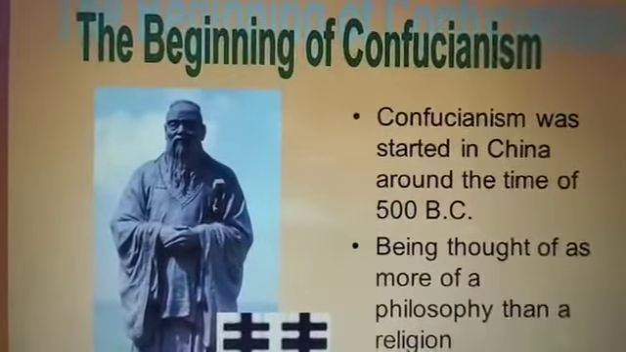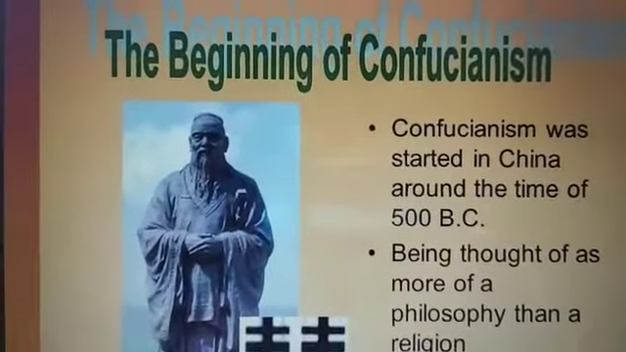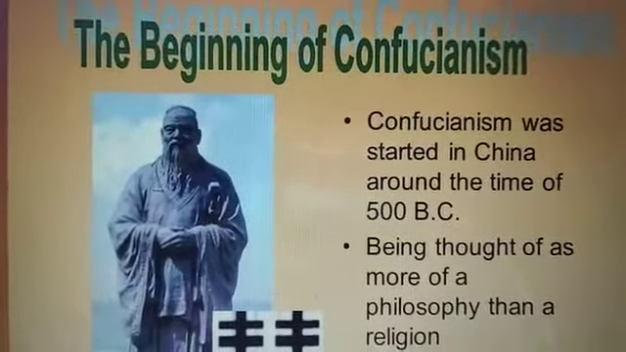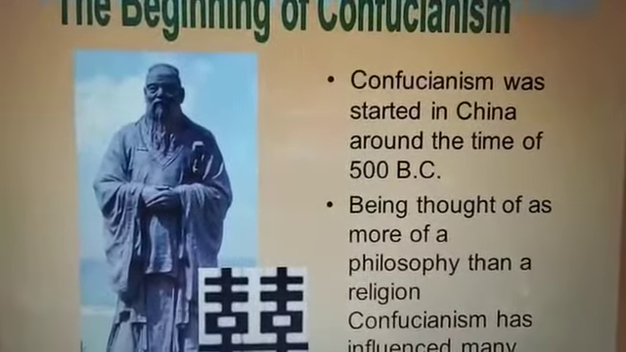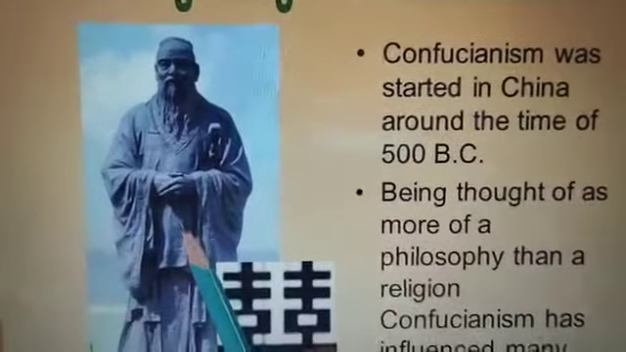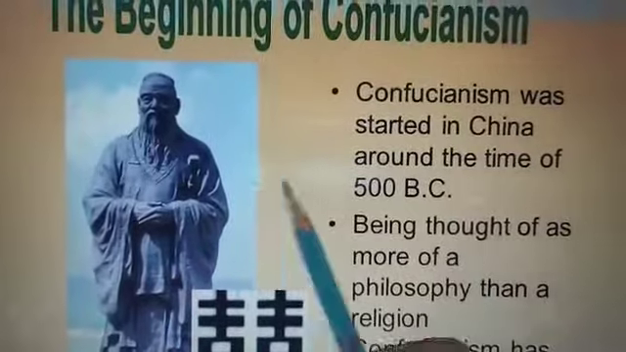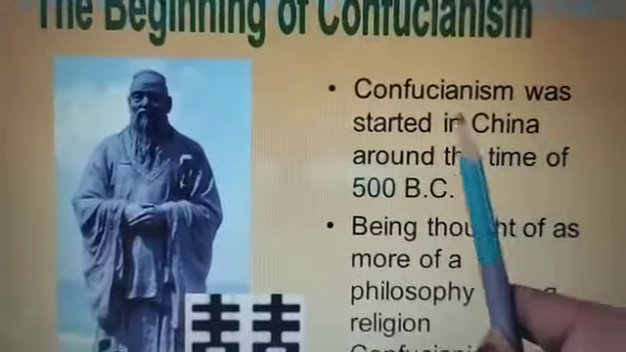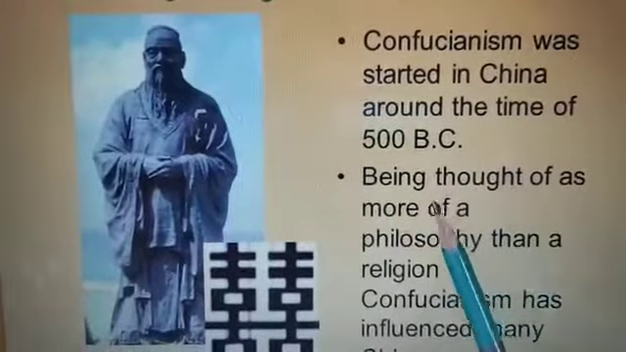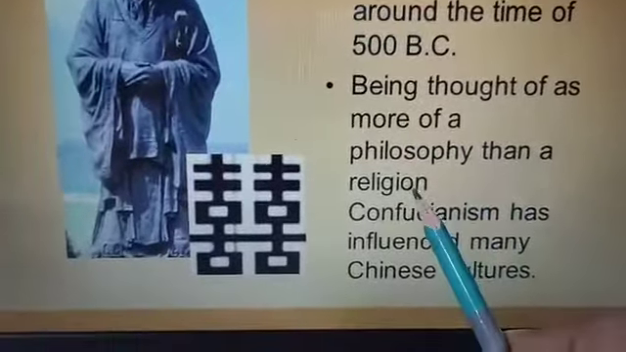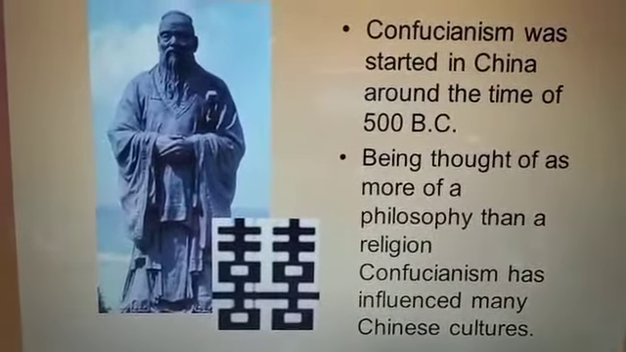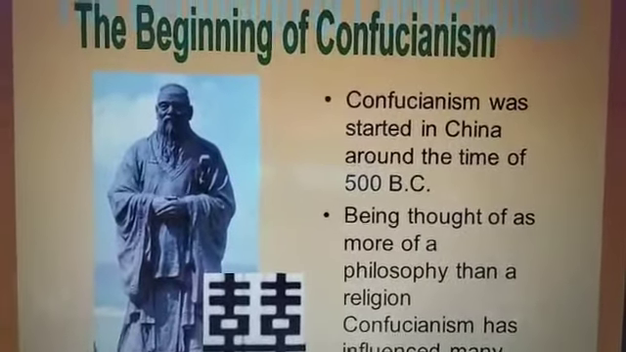Apart from this, Chinese civilization also saw the beginning of Confucianism. Confucianism was more like a philosophy than a religion. Confucius was a Chinese scholar, a very learned man. Confucianism started in China around 500 BC. Being thought of more as a philosophy than a religion, Confucianism has influenced much of Chinese culture, which still exists in China.